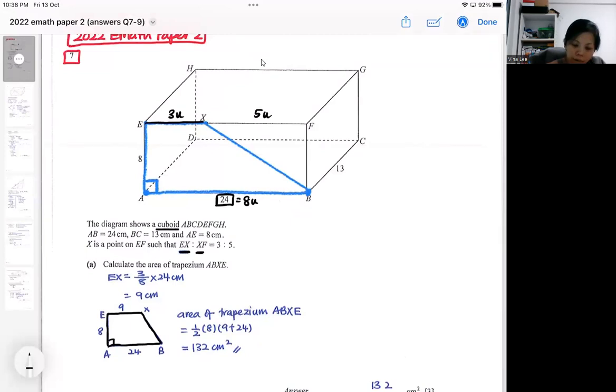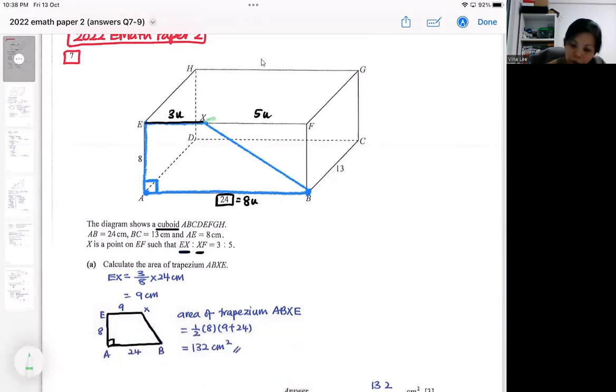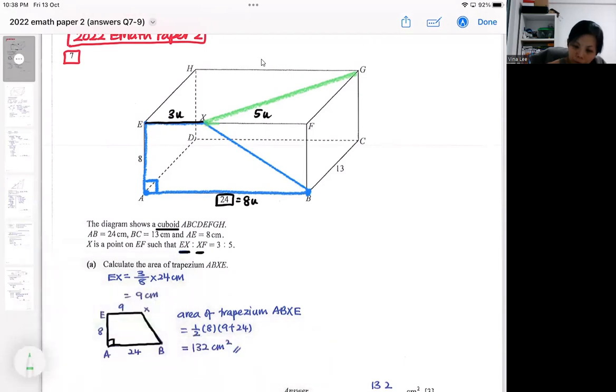So where is XG here? XG is the diagonal. It's the top part of the tissue paper box. So if you look carefully, there is a 90 degree here. There is a 90 degree here, and I'm sure you can calculate this part.